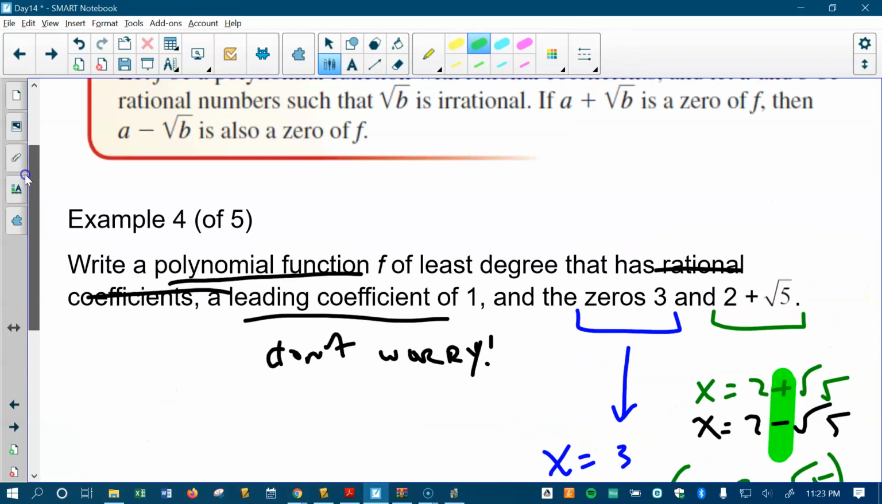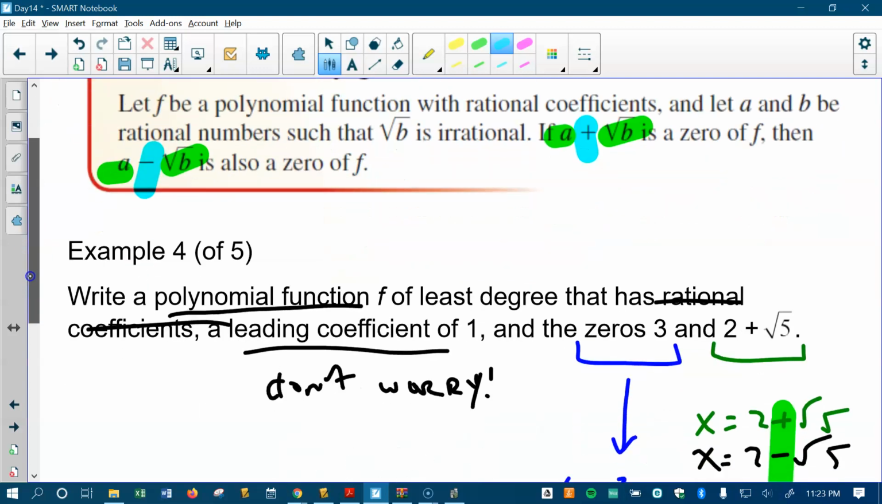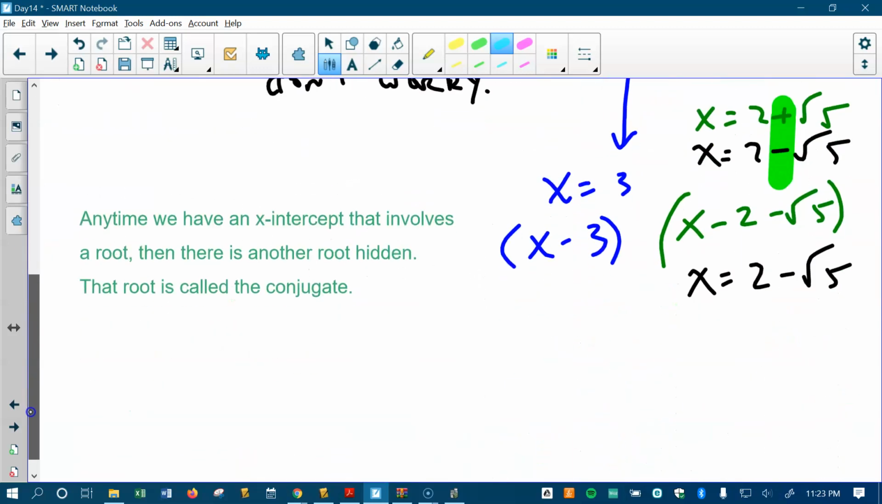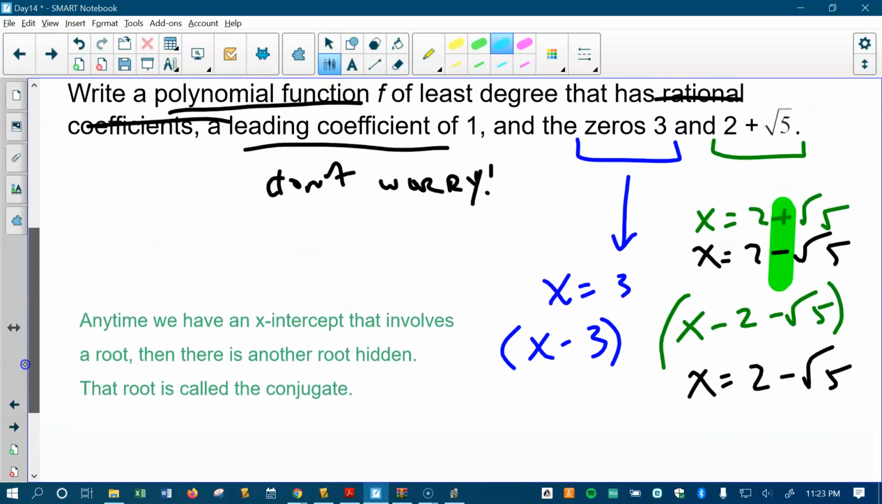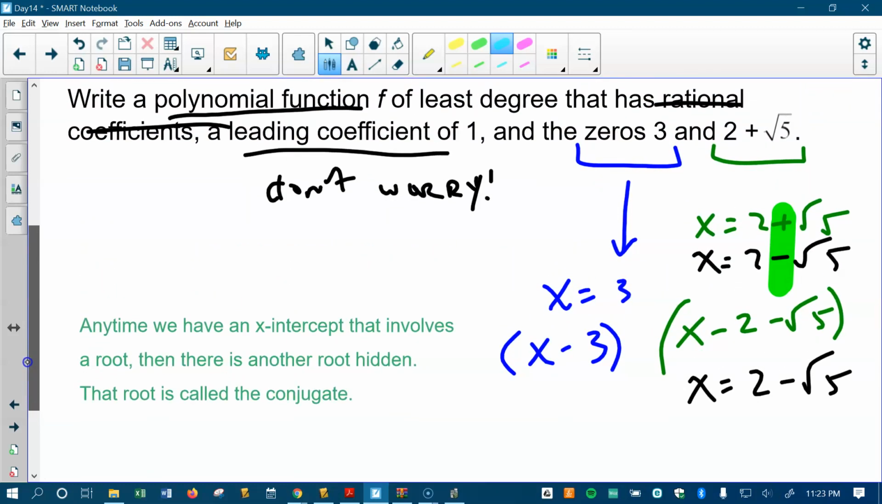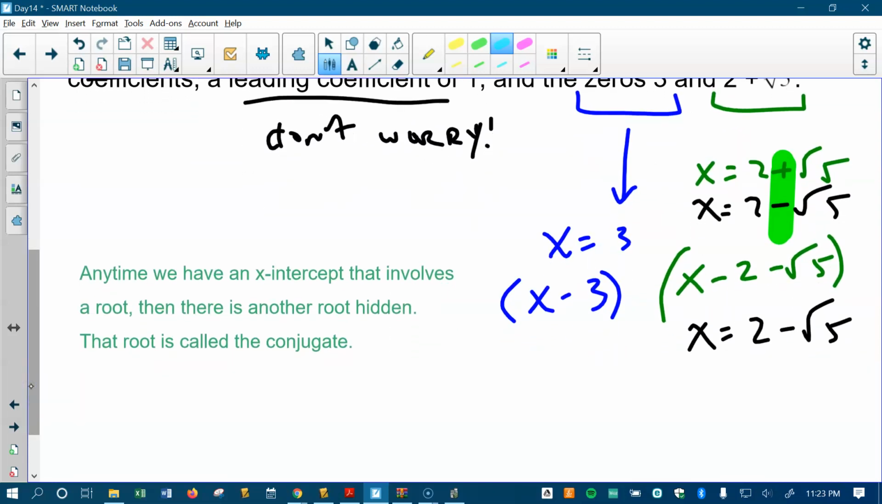Again, it's exactly what it says up here. A conjugate is going to be something where there's the same number, so a and root b, but the only difference is going to be one is plus and one is minus. That's called a conjugate. We know that the conjugate exists when one of the x is a very visible root. So let's write the polynomial function then. The polynomial function is going to be x minus 3, that blue x minus 3.